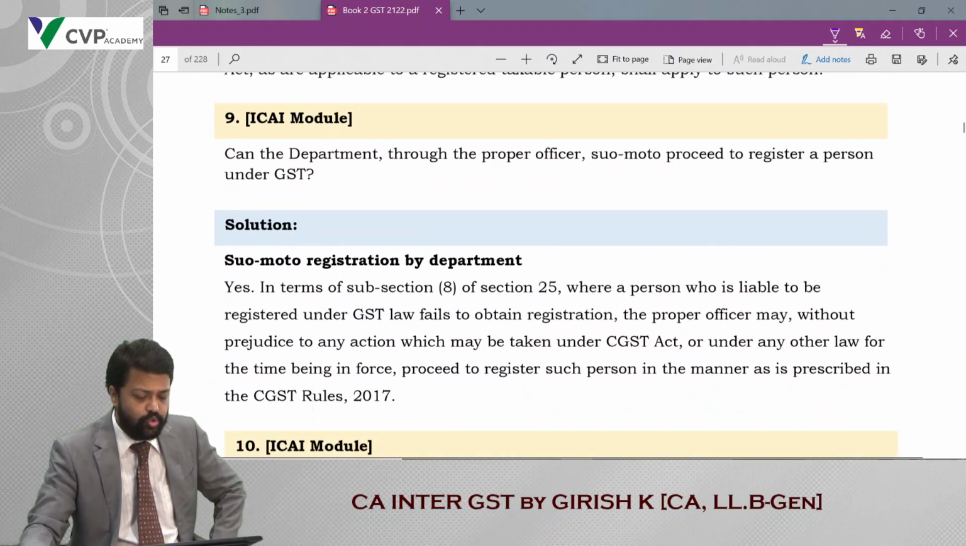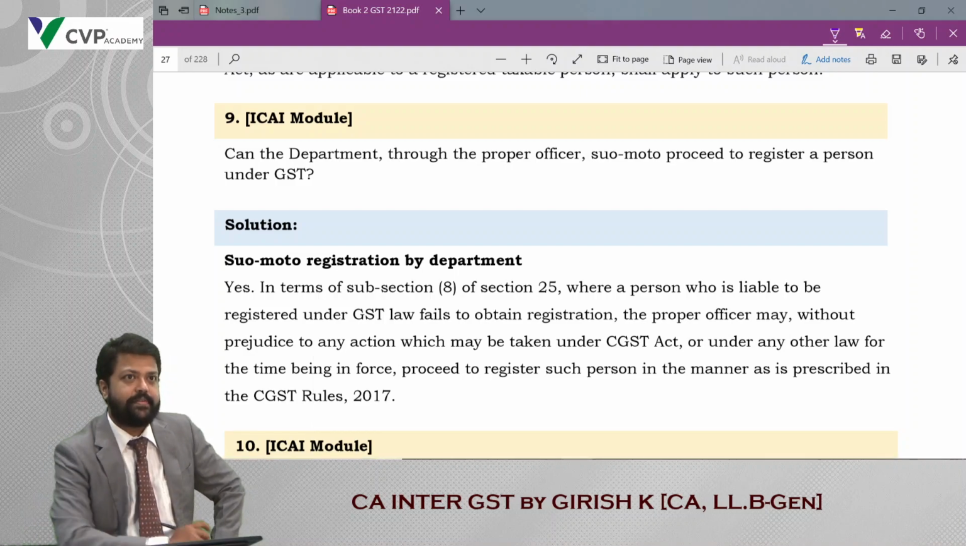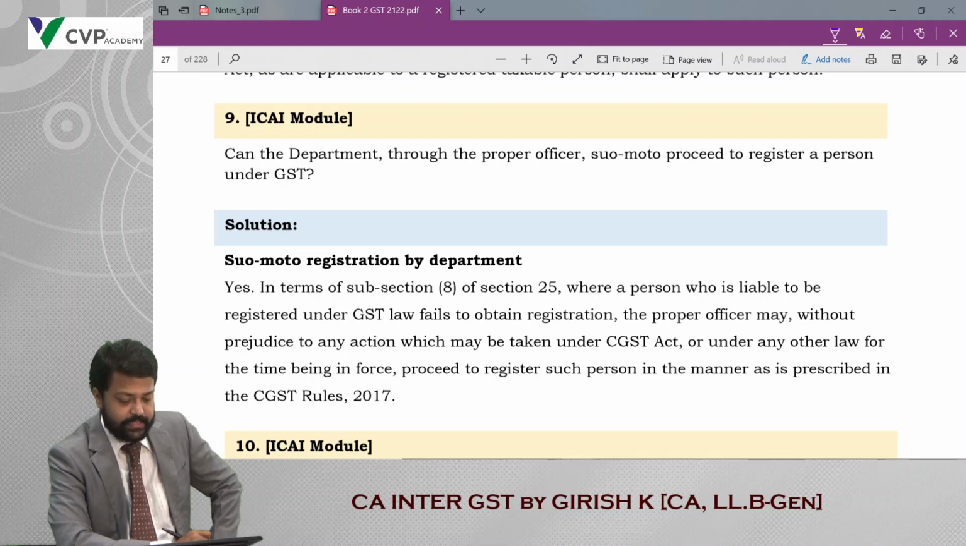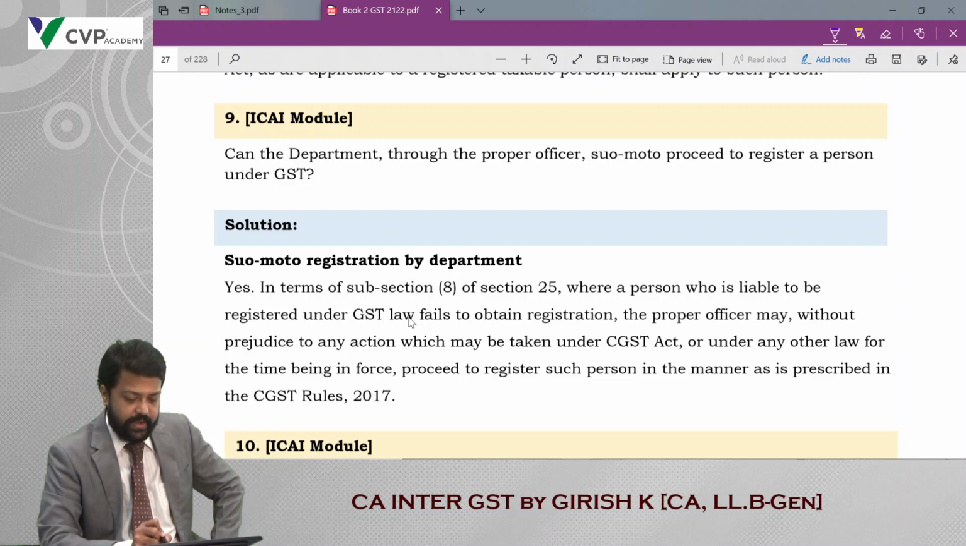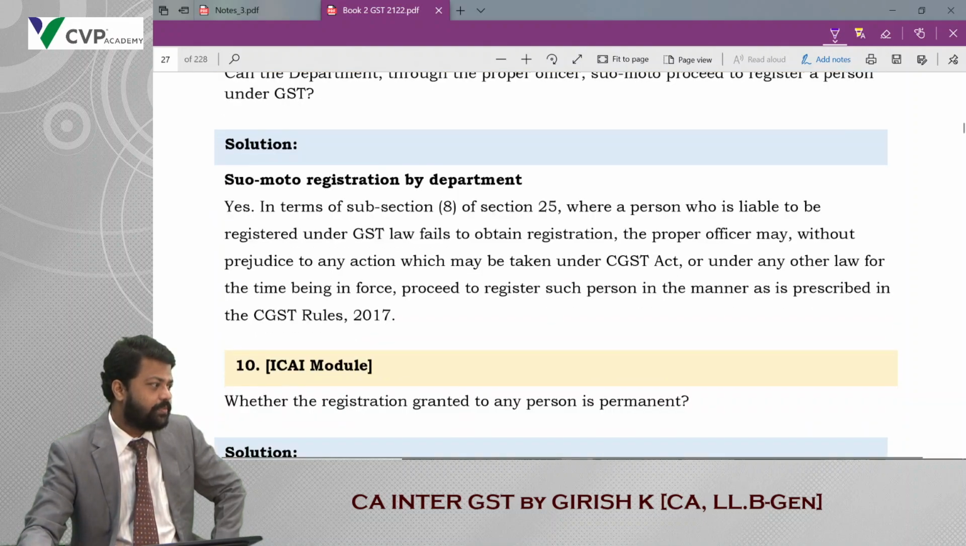Can a department through the proper officers suo motu proceed to register a person under GST? Yes, we have seen many cases of search etc. wherein the officer will grant him a registration number, ask him to pay taxes, and then operate. In terms of section 25(8), where a person liable to be registered under GST law fails to obtain registration, the proper officer may, without prejudice to any action which may be taken under the GST Act or any law, proceed to register that person under the rules.